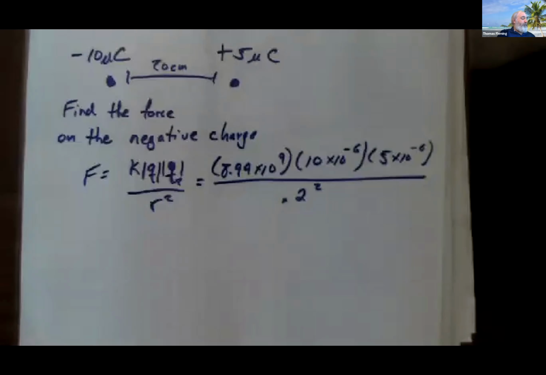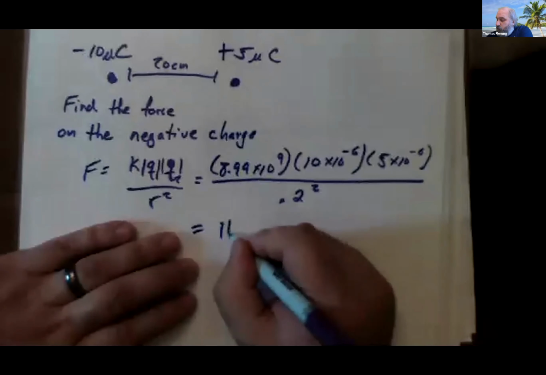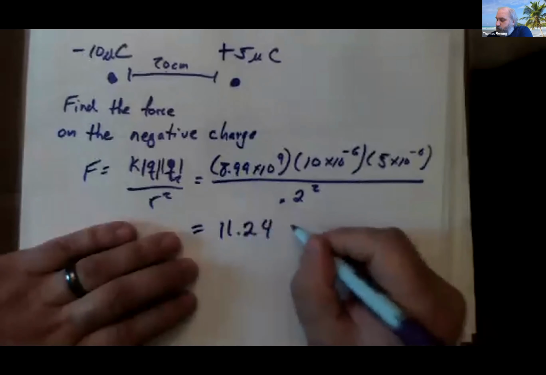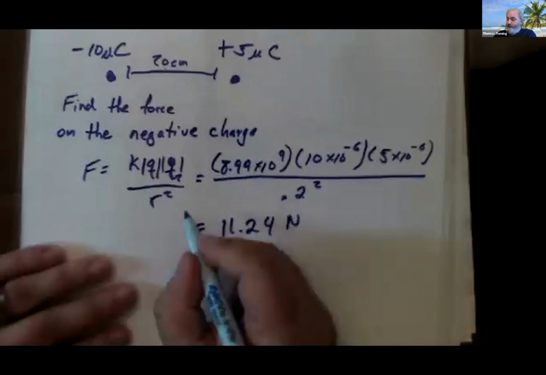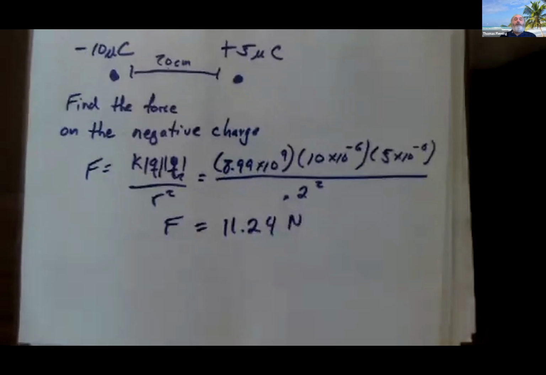All right, so crunching those numbers real quick, I get, we'll call it 11.24. That's the magnitude of the force exerted on the negative charge. What direction is that force?